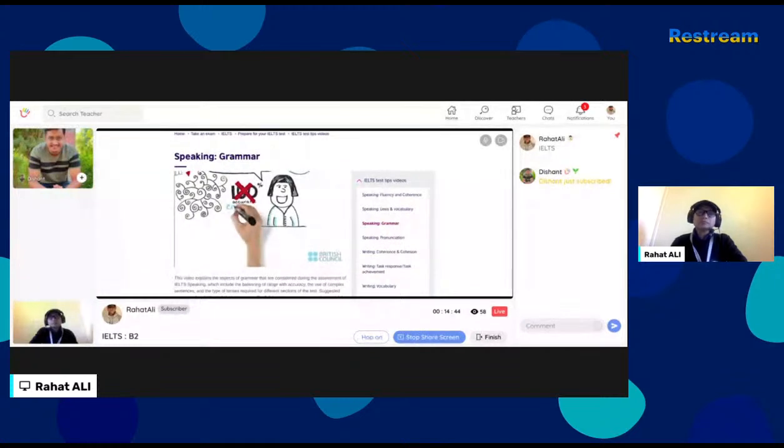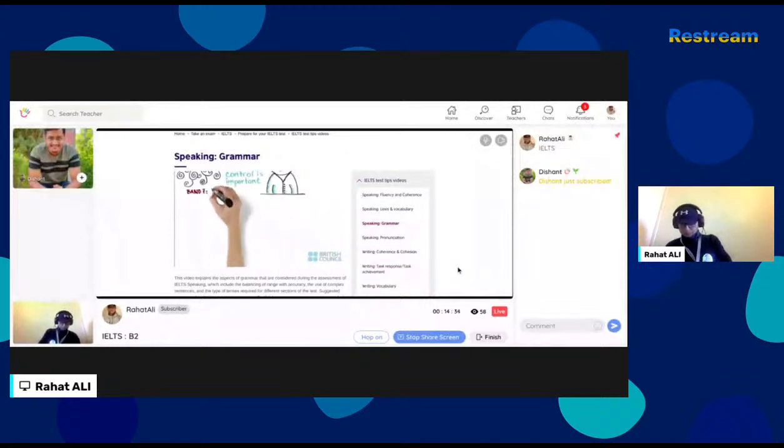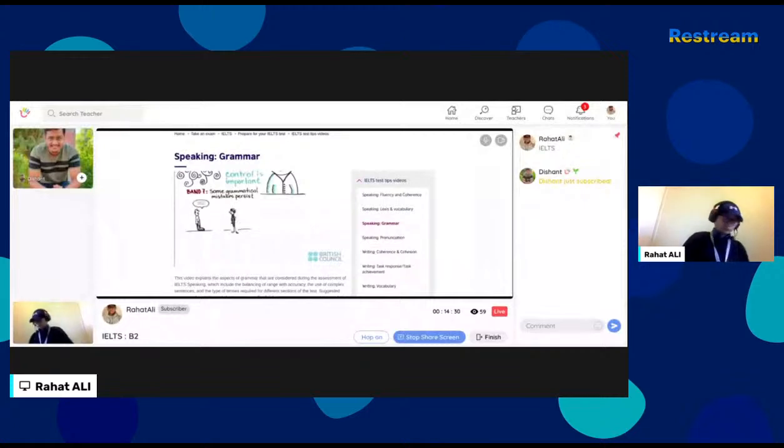However, control is important. The Band 7 definition for grammatical range and accuracy says frequently produces error-free sentences, though some grammatical mistakes persist. It's not just the number of grammatical mistakes, but also how seriously these mistakes block communication.